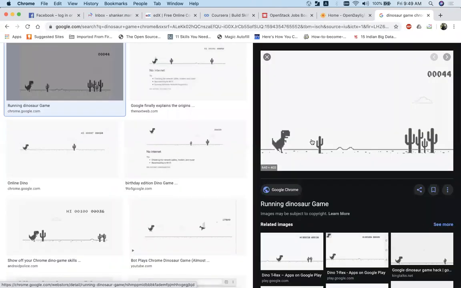Right? So basically you can play whenever your internet is not working. In Chrome, you can play this game. Now, what is the relationship with reinforcement learning? So the relationship with reinforcement learning is, in reinforcement learning, there are 2 things.